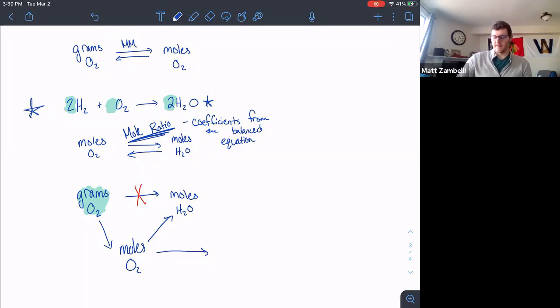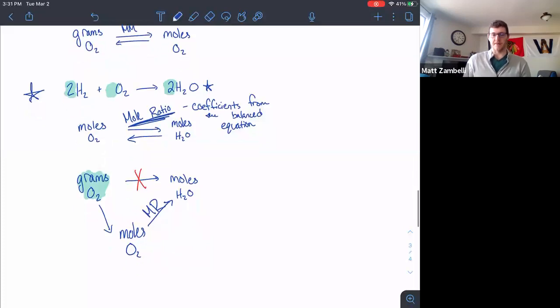All right. Somebody told me I can go from moles of oxygen to moles of water using the mole ratio. So I can use the mole ratio to go from moles of one element or compound to moles of another element or compound, as long as we have a balanced equation. So I can do this one in 2 steps.